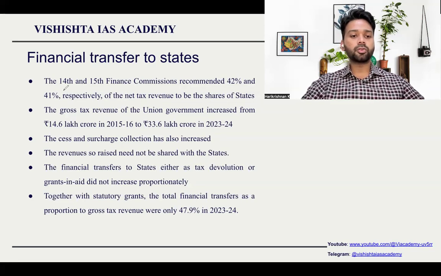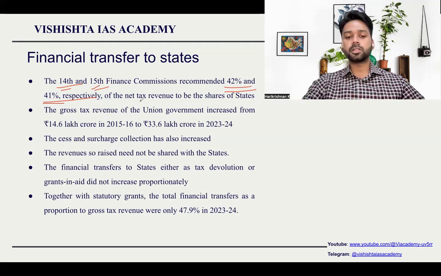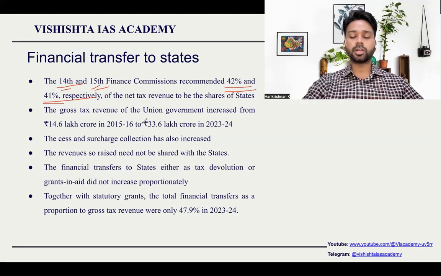Earlier, according to the 14th Finance Commission, it was recommended that 42% should be shared. The 15th Finance Commission said we can share 41% because at present Jammu and Kashmir and Ladakh are union territories. So the extra 1% will go to the Jammu and Kashmir and Ladakh union territories.